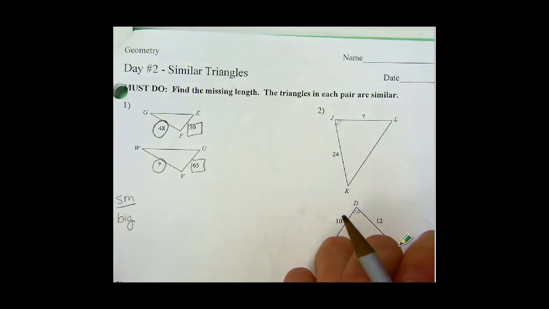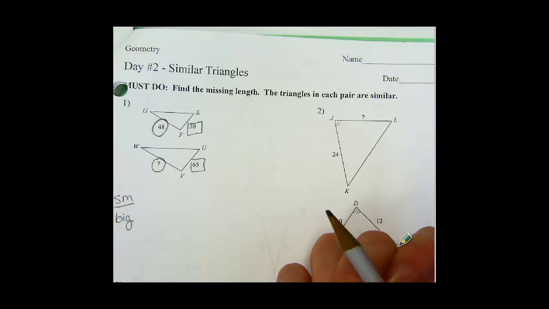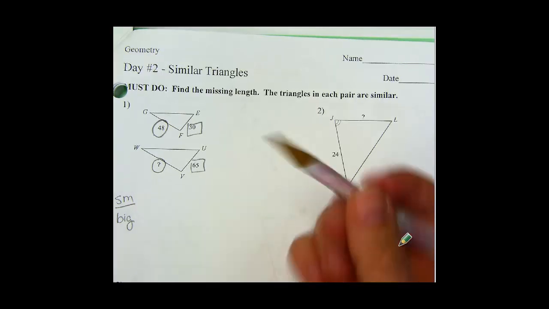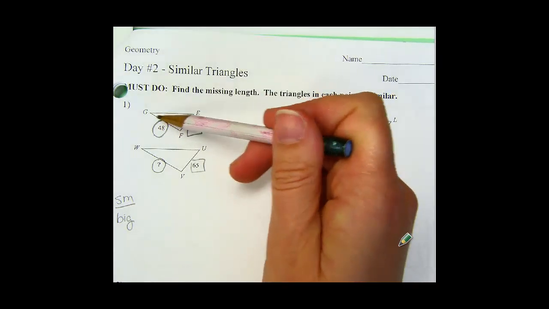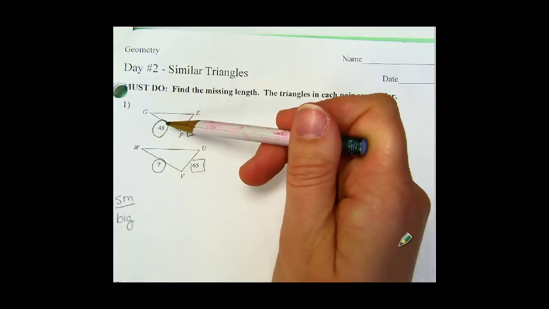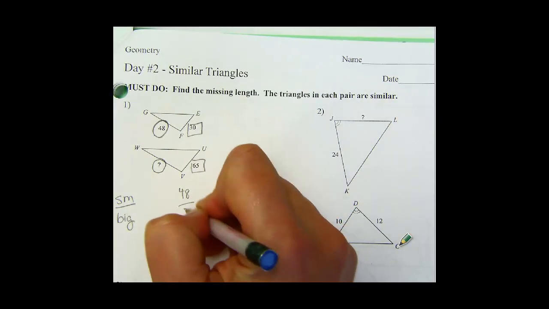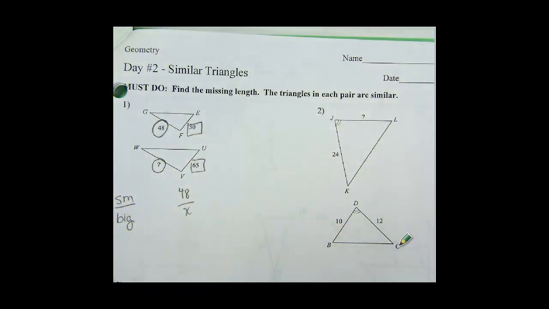To set up my proportion, and again, you don't necessarily have to write that down every single time. I usually do just so that I know that I'm consistent. So I'm going to compare the sides that are in the circles. I'm going to put the small triangle on the top, the big triangle on the bottom. So that becomes 48 over x. X is what we're looking for.